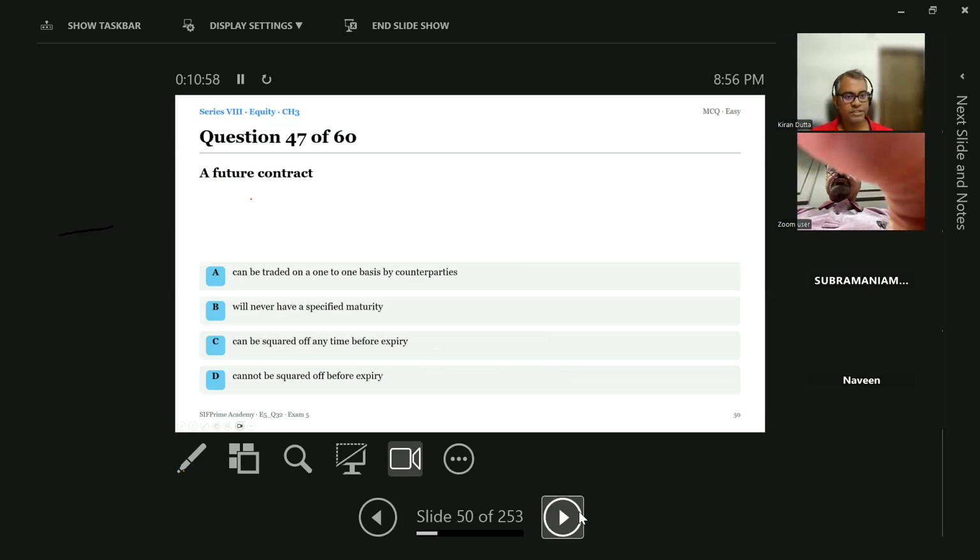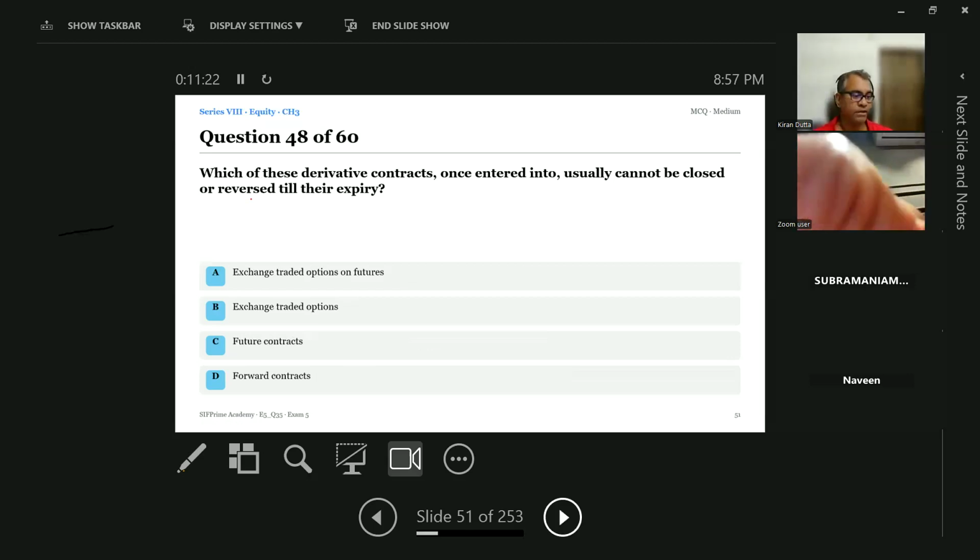Next, futures contract. Can be squared off any time before expiry. Answer is C. So just put it in the chat. It can be squared off any time before the expiry. Very good. Lovely. Nice. 48.